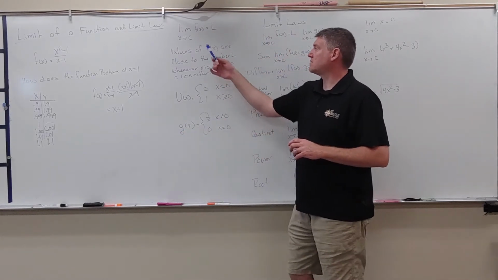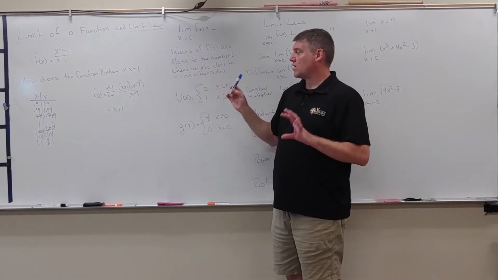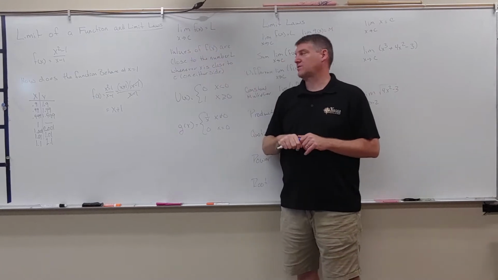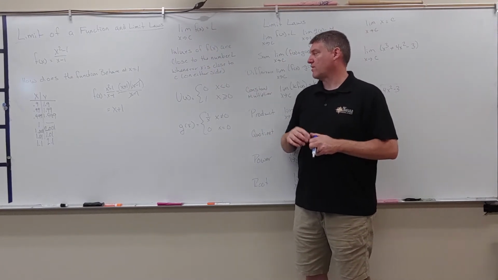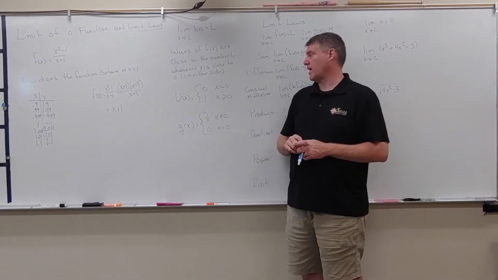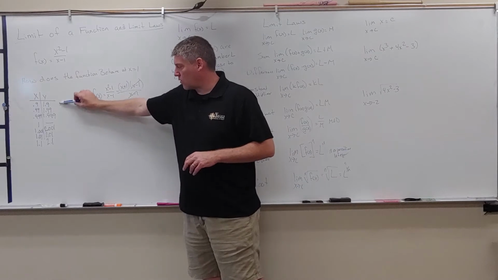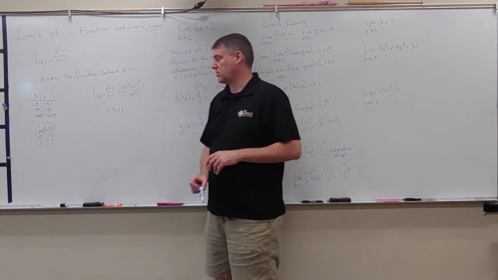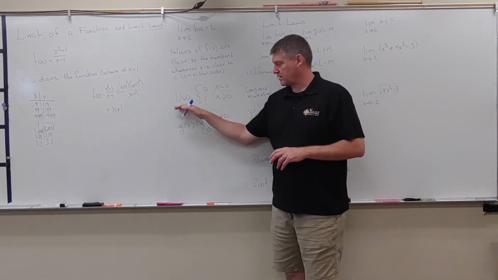So the limit of f of x as x approaches c is L. What this is essentially saying is values of f of x are close to the number L whenever x is close to c, and on either side. So notice here, values that were slightly below, I was getting close to 2. Values slightly above, I was getting close to 2.